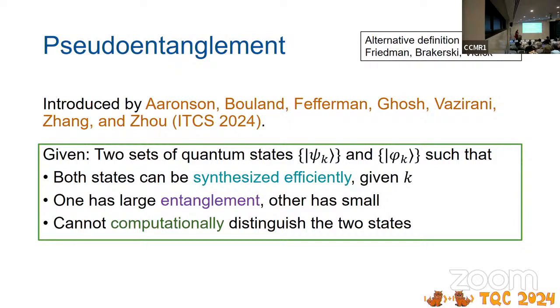Okay, let's thank the speaker again. I believe we're running ahead of schedule, so we'll start the next talk in 10 minutes. 12 minutes to be precise. We'll start at 4.